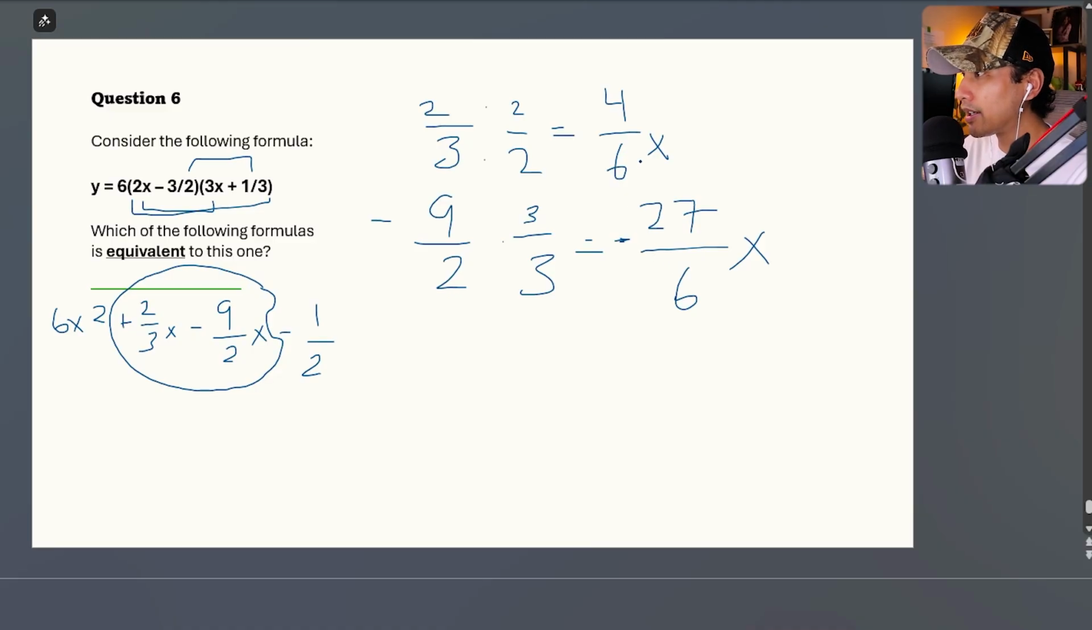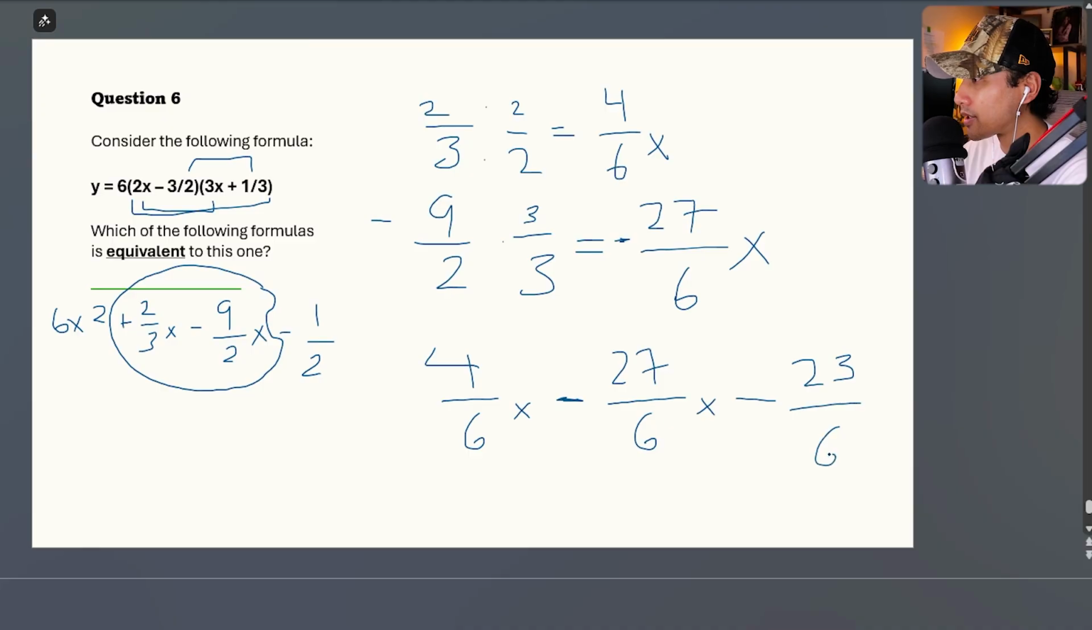So now we can work with this problem. 4/6 x minus 27/6 x. When you subtract now and the denominators are the same, it's possible. So 4 minus 27, you just deal with the top numbers. That equals -23/6. That is still ugly, and I don't like that, but that's what it equals. All right, -23/6. So we have 6x squared.